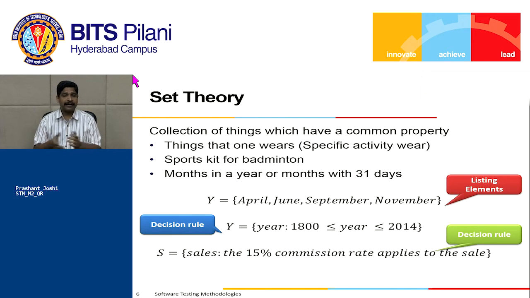Further, we looked at set theory. A collection of things with a common property. Say, months in a year with 31 days. Is this correct? 31 days? April, June, September and November? I think it should not be 31 days. It should be 30 days.